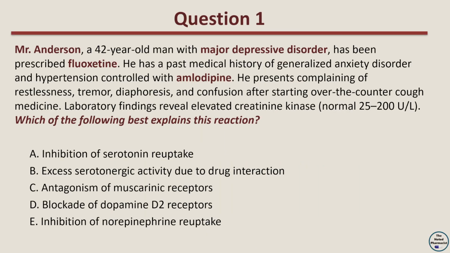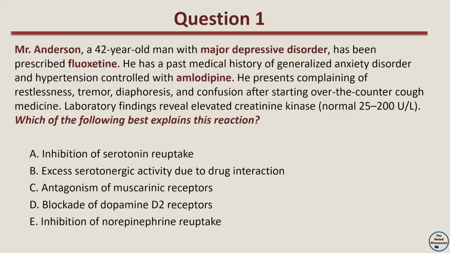Question 1. Mr. Anderson, a 42-year-old man with major depressive disorder, has been prescribed fluoxetine. He has a past medical history of generalized anxiety disorder and hypertension controlled with amlodipine. He presents complaining of restlessness, tremor, diaphoresis, and confusion after starting over-the-counter cough medicine. Laboratory findings reveal elevated creatine kinase, which normally ranges from 25 to 200 units per liter. Which of the following best explains this reaction?